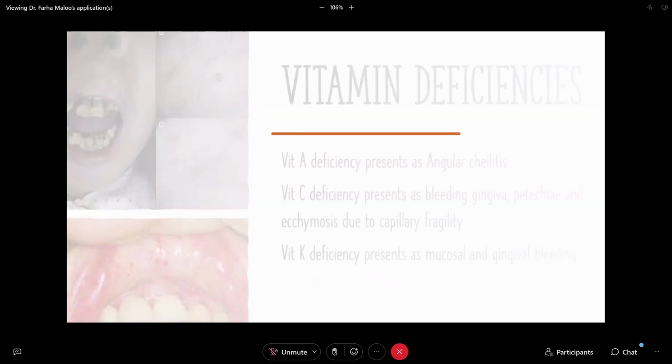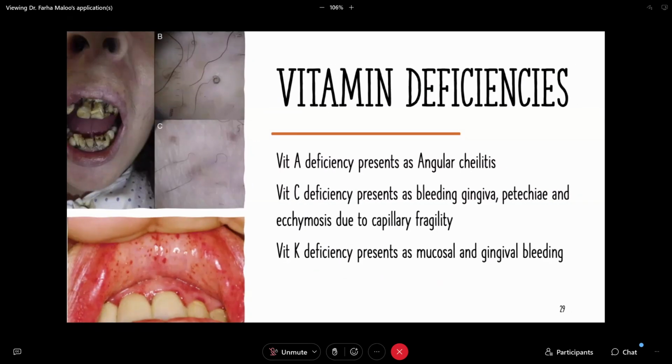Moving on, let us see how vitamin A deficiency presents. Again, vitamin A deficiency will also cause angular cheilitis, or inflammation around the oral commissure, and decreased mouth opening. Vitamin C deficiency is characterized by recurrent bleeding of the gums and petechia formation and ecchymosis. This occurs due to excessive capillary fragility.